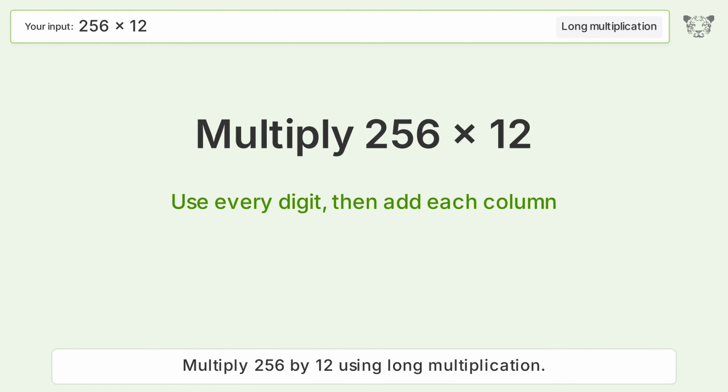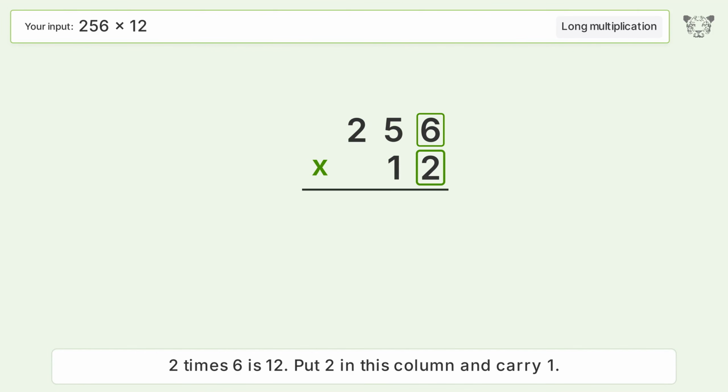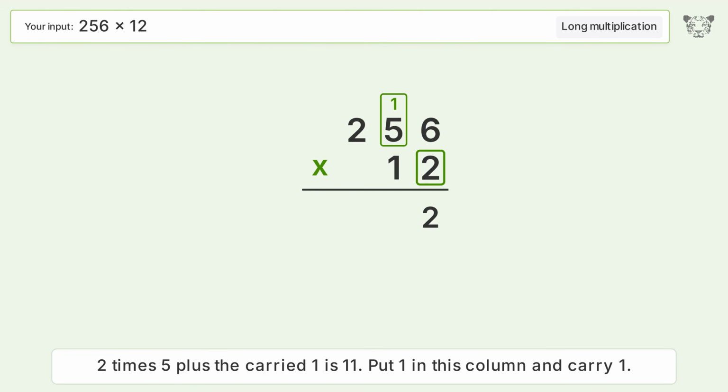Multiply 256 by 12 using long multiplication. Start with the ones digit, 2. 2 times 6 is 12. Put 2 in this column and carry 1. 2 times 5 plus the carried 1 is 11. Put 1 in this column and carry 1.